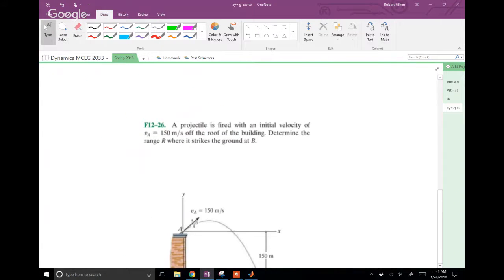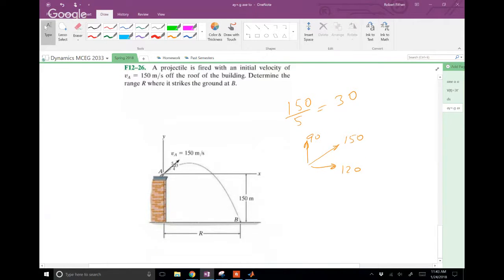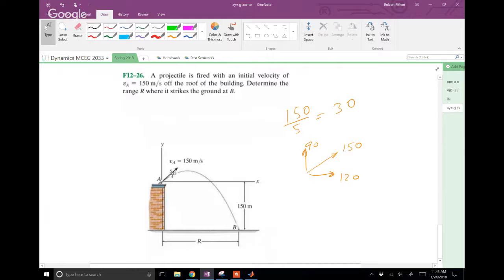Okay. Projectile fired with an initial velocity of 150. If it's 150, okay, 150 divided by 5 is what? 30? Is that right? So that means 30 times 4 means that thing is coming out at 150, but 120 is going this way, and what's 3 times it? 90 is going up. Does that make sense? So now he says the projectile, determine the range when it struck the ground.